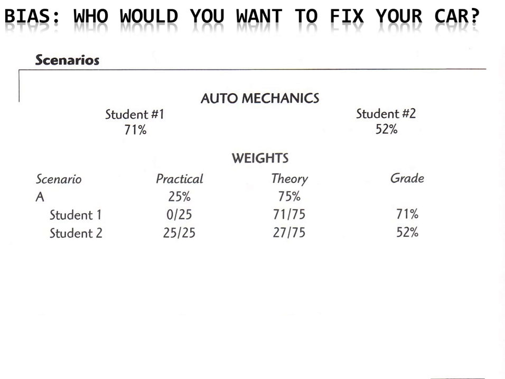When we look at their mark breakdowns, we see that the class is separated into a practical hands-on component and a theory component. In scenario A, the practical component counts for 25% of the student's grade, while the theory component counts for 75%. Although student 1 has extremely poor practical skills, he or she was still able to score much higher than student 2, who has excellent practical skills but lower theory ability.